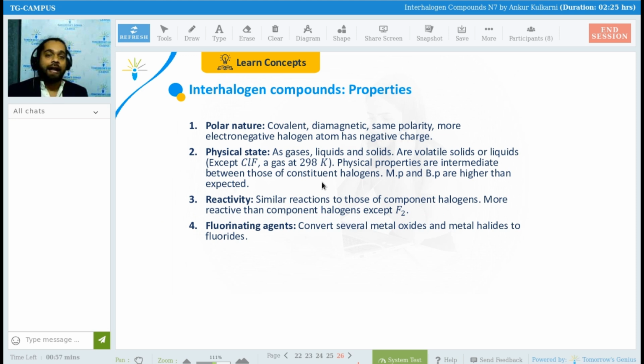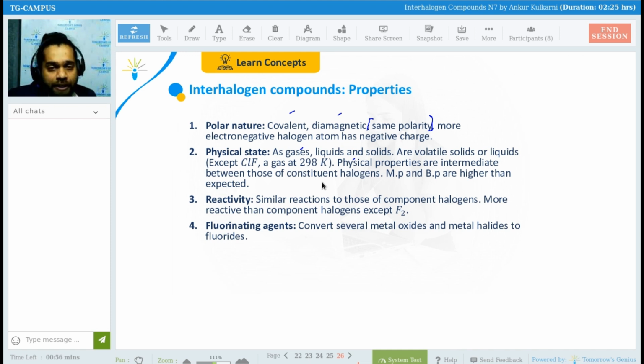Now, interhalogen compounds, as Sasidaran asked us. They are covalent, they are diamagnetic, and they have polarity because you have a more electronegative halogen. So yes, some of them are polar in nature due to the electronegativity difference. Physical state: they occur as gases, liquids and solids. We have seen that in the table. Some of them are gas, some liquid, some solid.